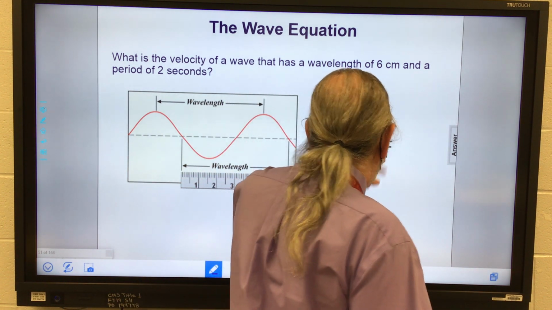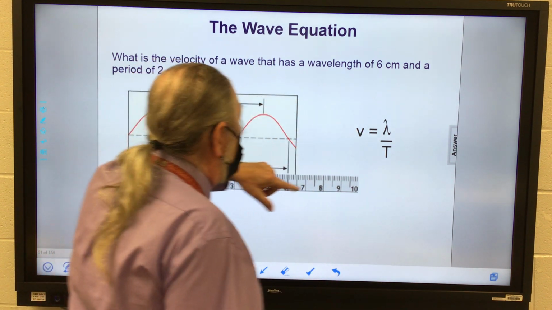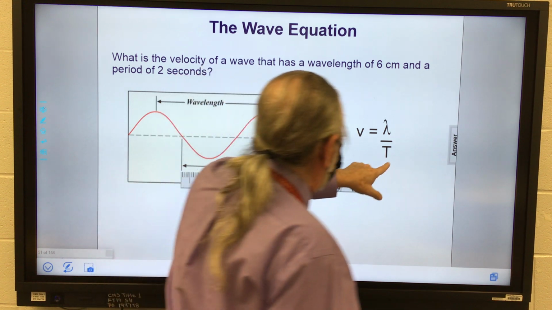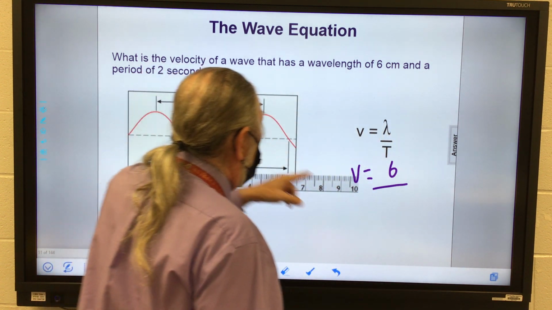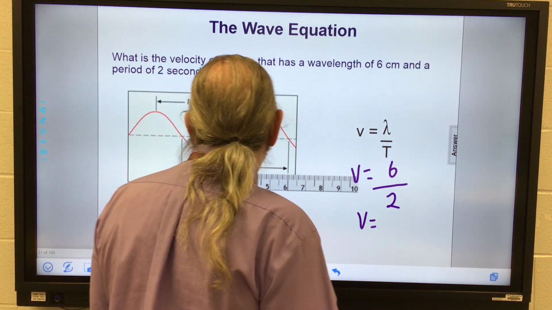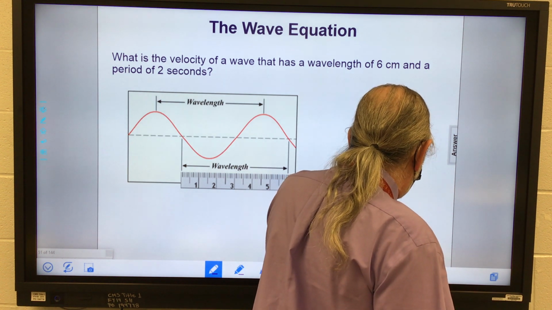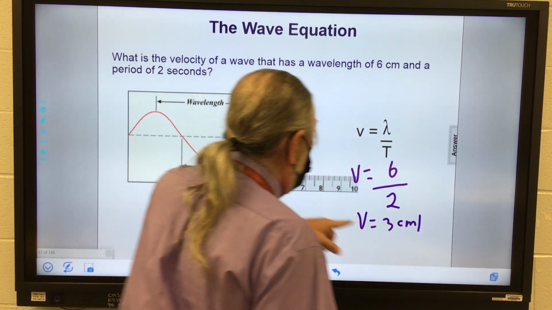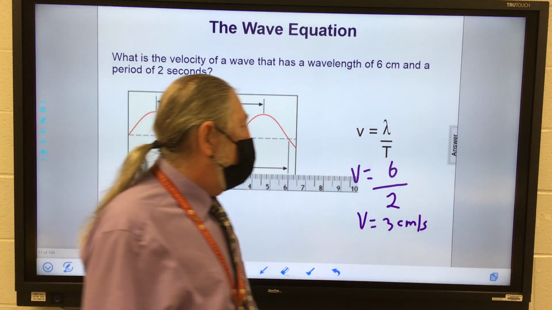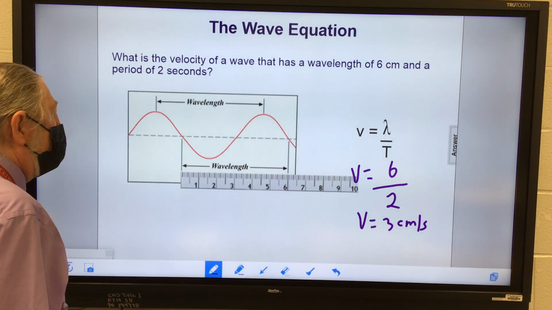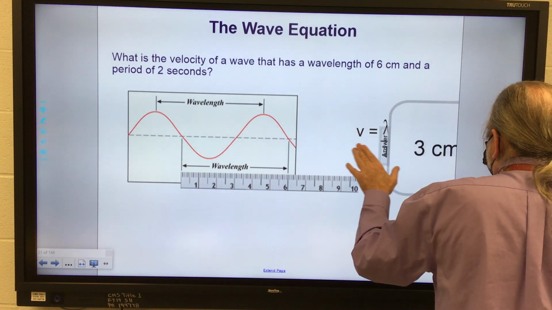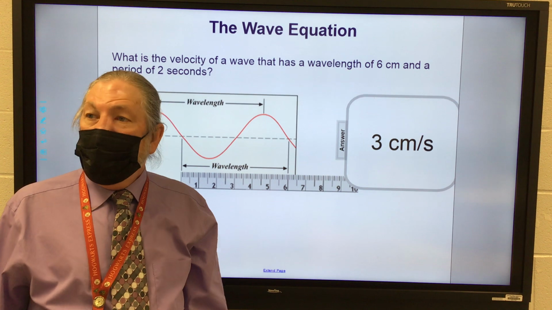So velocity equals what? Wavelength divided by the period, right, of 2 seconds. So here's our problem here. The velocity equals what? What's the wavelength? 6 centimeters, and then what is divided by 2? Okay, so what is our velocity? 3 what? 3 centimeters per what? Seconds, right? Does that make sense? Okay. Let's move on. Well, let's double check that. What is it? 3 centimeters per second. Were we right? Yes, we were. We were correct, weren't we?